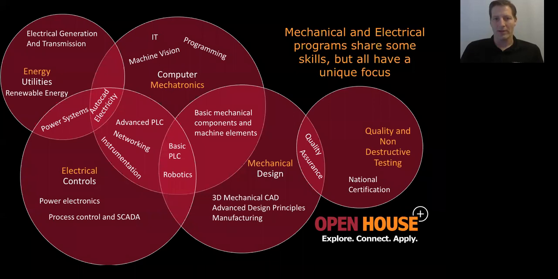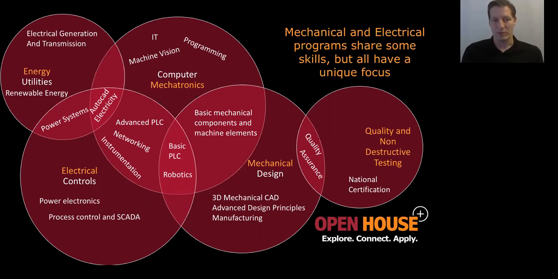What we're looking at here is sort of an overview of our different programs. You'll see that they all sort of overlap. They have common components with each other, but then they have a focus. So in the areas that are overlapping, those are the basic concepts. If we start on the top left for electrical generation and transmission, its focus is towards utilities, renewable energies, transmission lines, distribution of power.